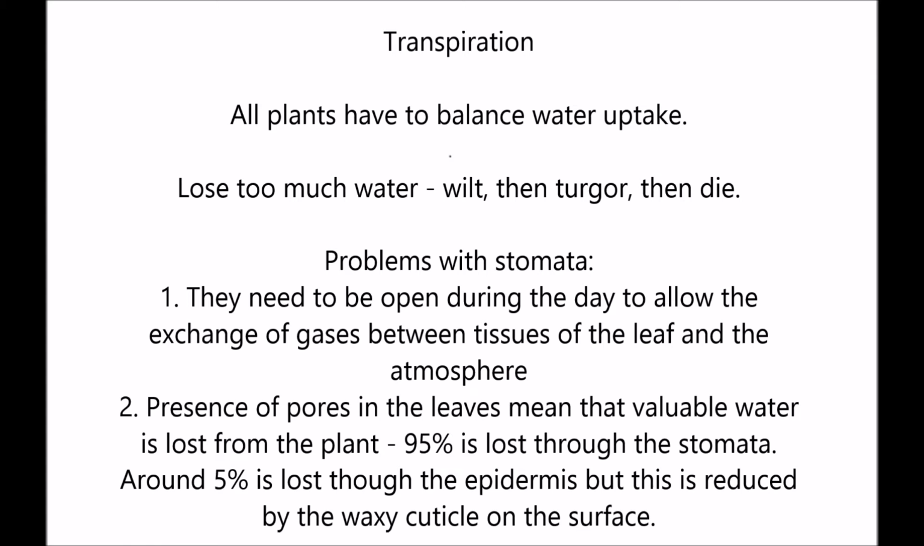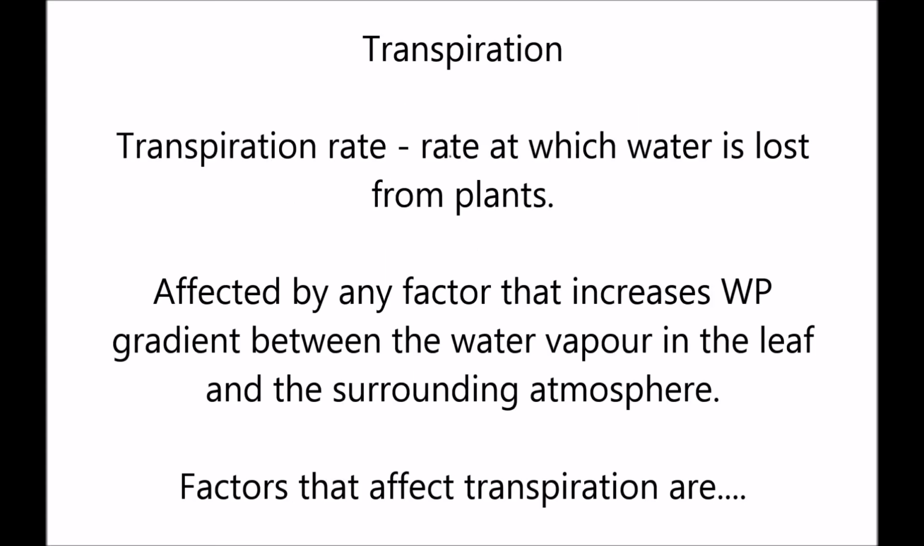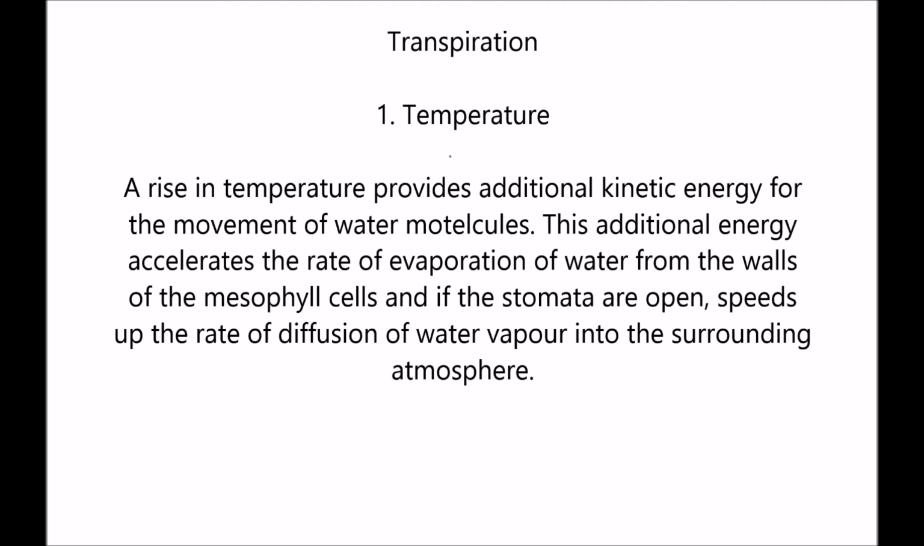The presence of pores in the leaves means that valuable water is lost from the plant. 95% of water is lost through the stomata. The other 5% is lost through the leaf epidermis, but this is reduced by the waxy cuticle on the leaf surface. The transpiration rate is the rate at which water is lost from plants. It is affected by any factor that increases the water potential gradient between the water vapour in the leaf and the surrounding atmosphere. Factors that affect this are temperature.